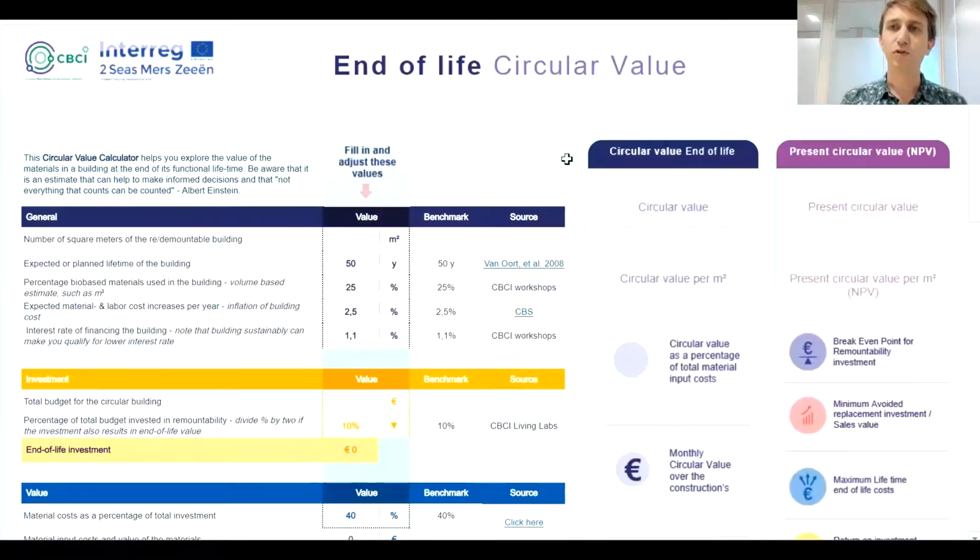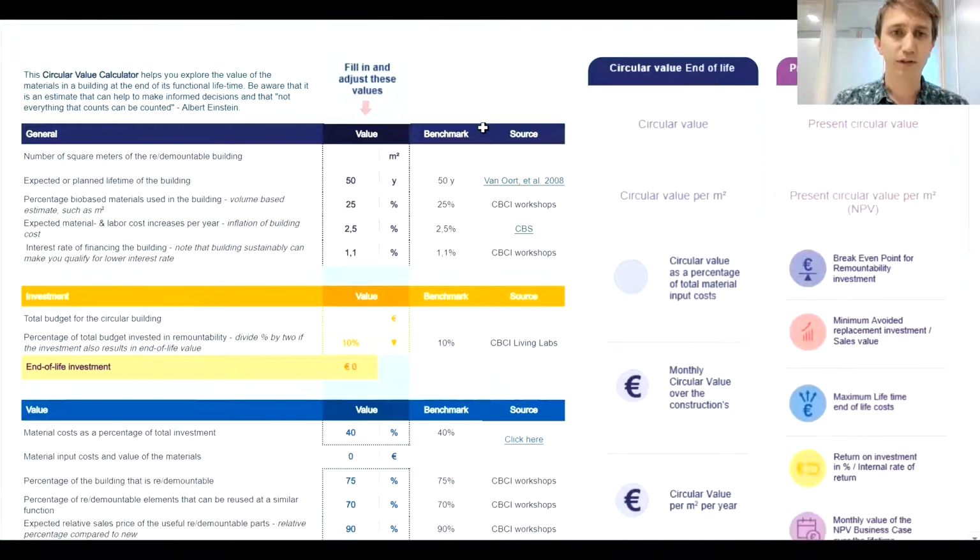Today I'm going to show you the circular value calculator end of life and how it works. Here you see the calculator, and it's for building initiators to get grips on the value of circularity and remountability of a building. It consists of several blocks. So we have the general information block, talking about square meters, but also the planned building life and inflation characteristics.